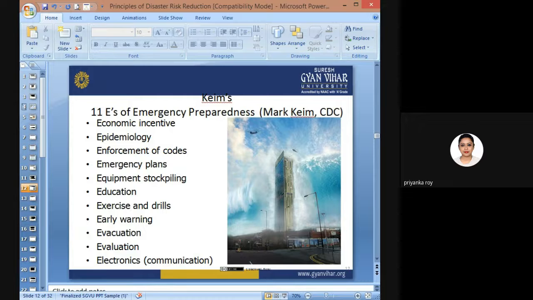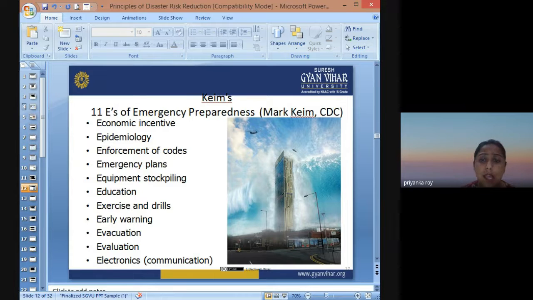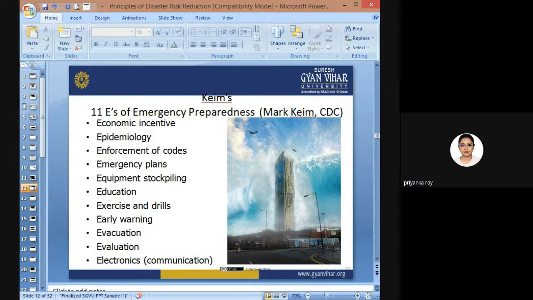Then you have the early warning system. Early warning system will also help in preventing the losses. Whenever an early warning is given to the affected areas that can come under threat, people can be evacuated in time. So early warning system will next be followed by evacuation. A proper way of evacuation will reduce the losses of life, maybe not property but losses of life.